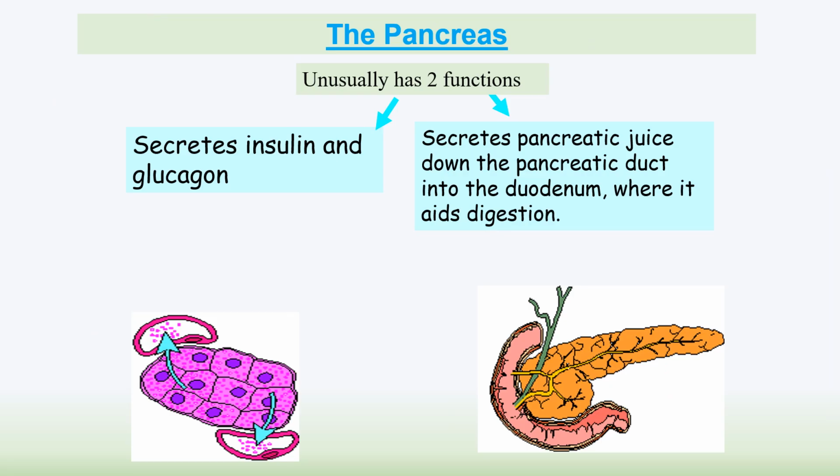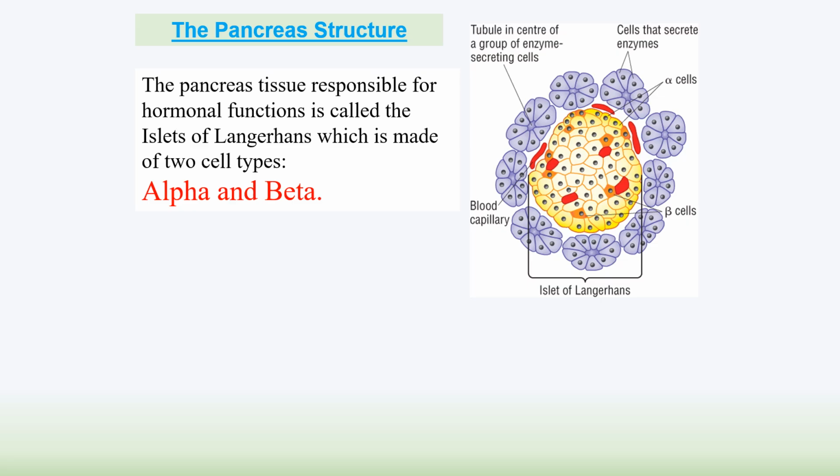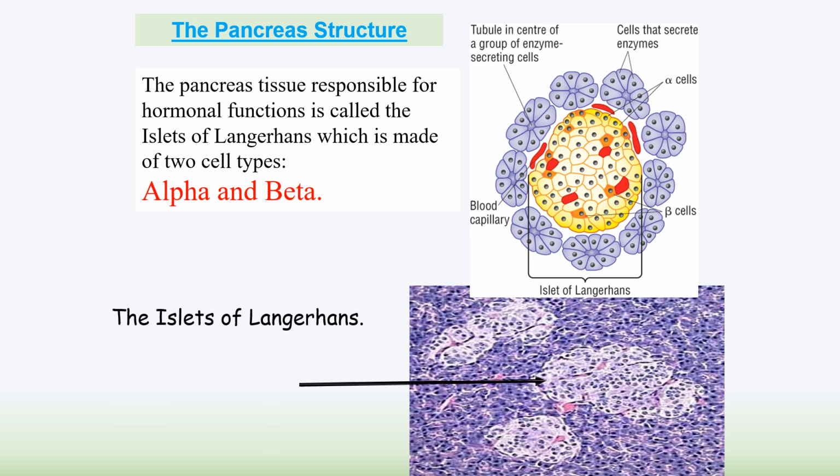So the pancreas has two roles. It's got an exocrine role, which is digestive enzymes, but it has an endocrine role releasing two key hormones, insulin and glucagon, which we are going to look at today. The tissue responsible for controlling blood glucose is called the islets of Langerhans, as said here. And it's made up of two cell types, alpha and beta.